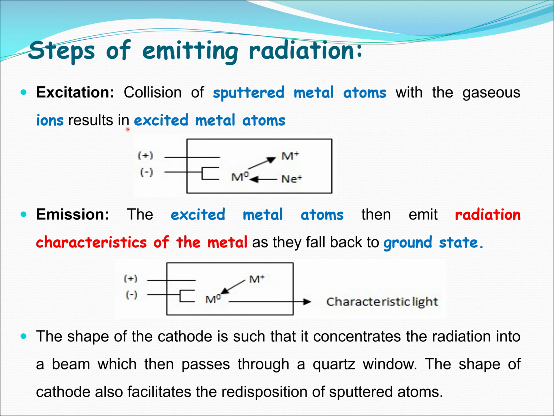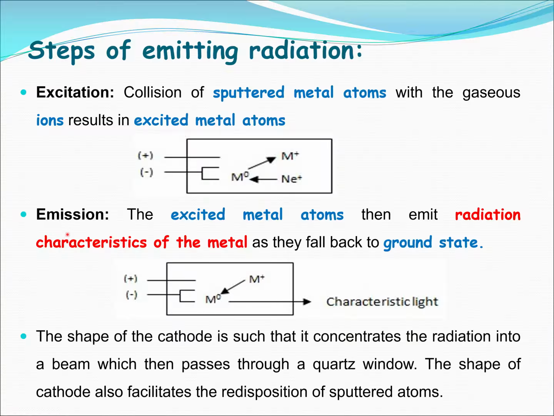After that, what will happen after the bombardment? The collision of sputtered metal atoms with the gaseous ions results in excited metal atoms. So we know the sputtered metal atom has been produced from the cathode, and it will collide with the gaseous ions, forming excited metal atoms. It will again collide with the gaseous ions because the metal atom has been radiated from the cathode. And the neon ion is already in the vacuum, and it will collide with the metal atom.